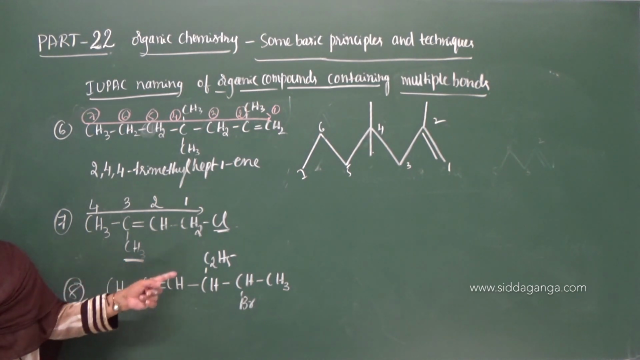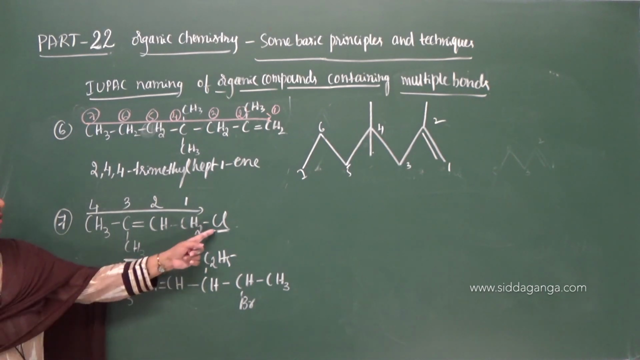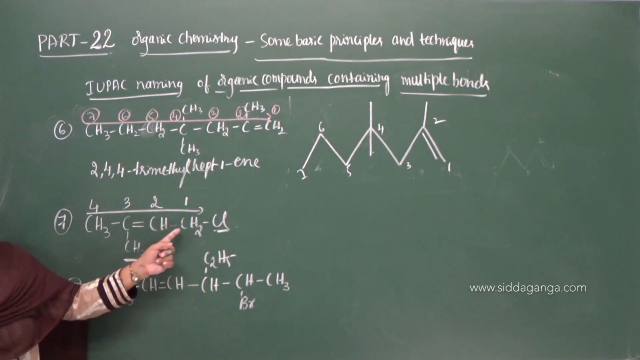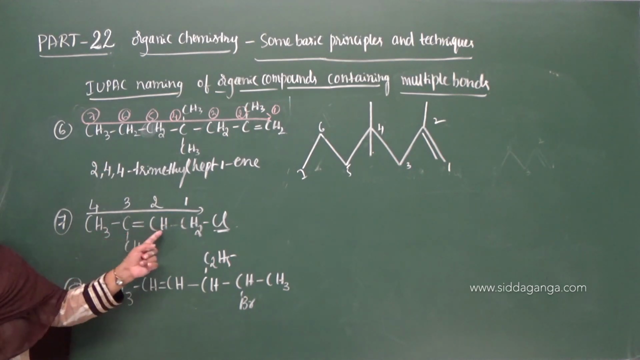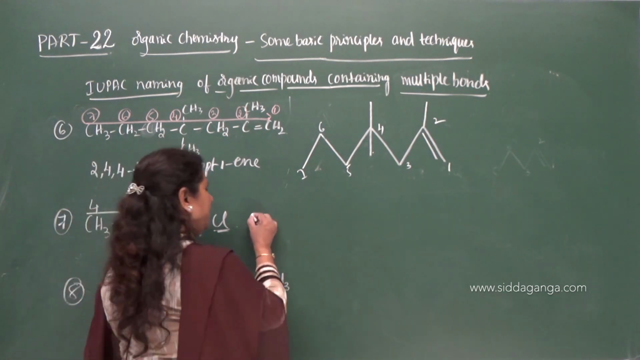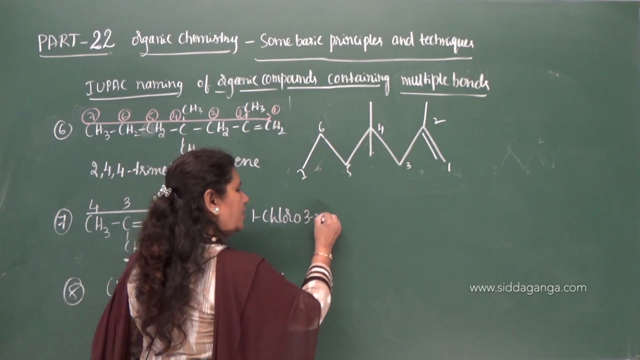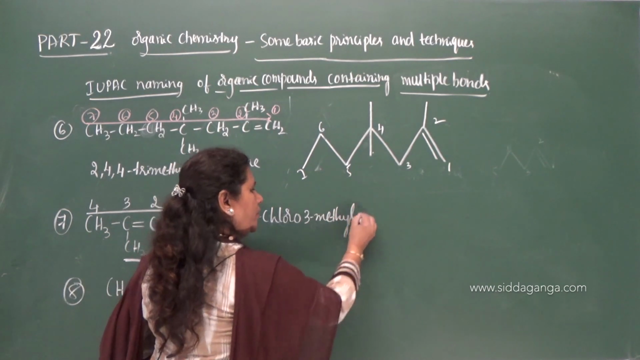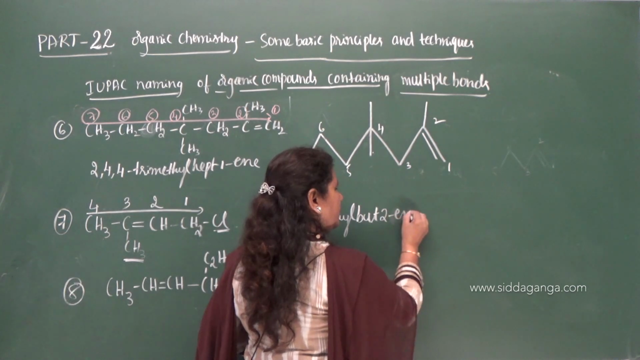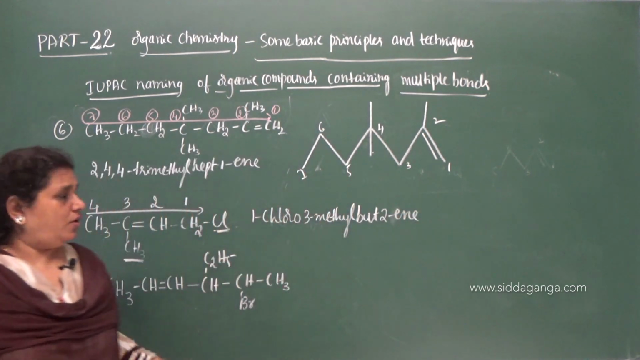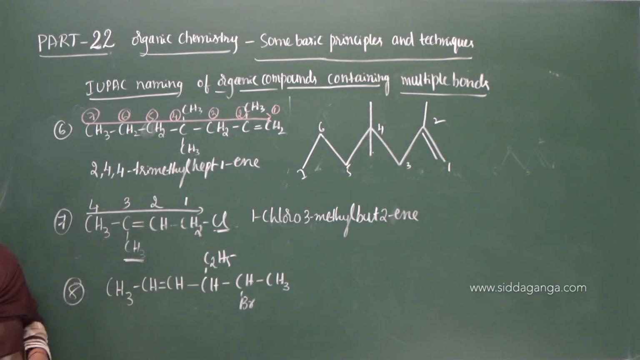So what are the prefixes that we have? Chloro and methyl. Arrange them in alphabetical order. Chloro comes first and then the methyl. What is the position of chloro? 1 chloro, 3 methyl, but 2 ene. So what is the IUPAC name? 1 chloro, 3 methyl, but 2 ene is the IUPAC name.